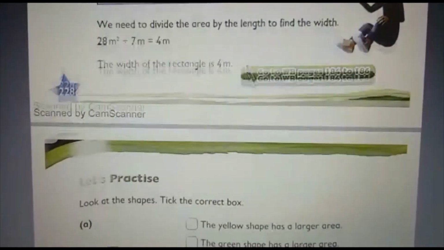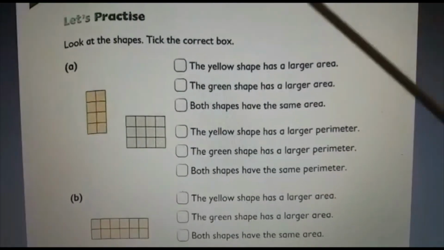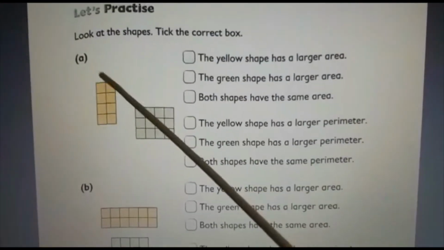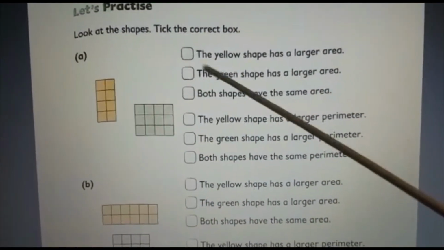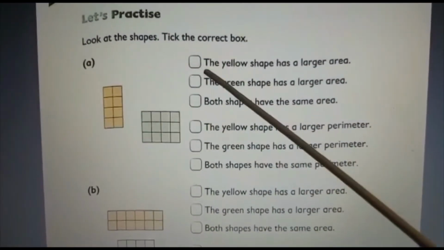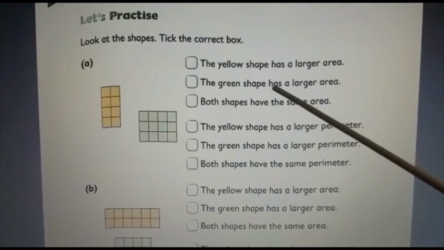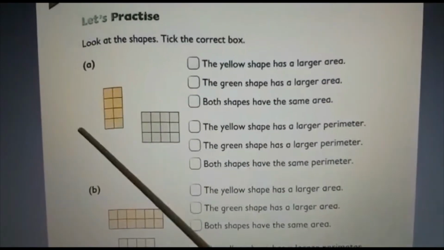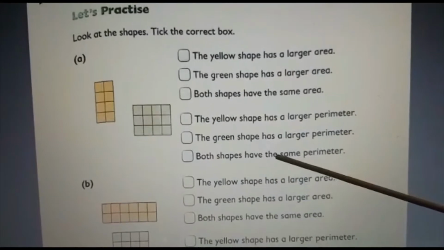So let's go to the practice sums. The practice sums also you do and write the correct answer. Look at these shapes. Tick the correct box. See, for question number A, 2 boxes are given and so many options are given here. Okay, you tick the correct answer. What's the first one? The yellow shape has a larger area. The green shape has a larger area. Both shapes have same area. The yellow shape has larger perimeter. So they are discussing with both area and perimeter.